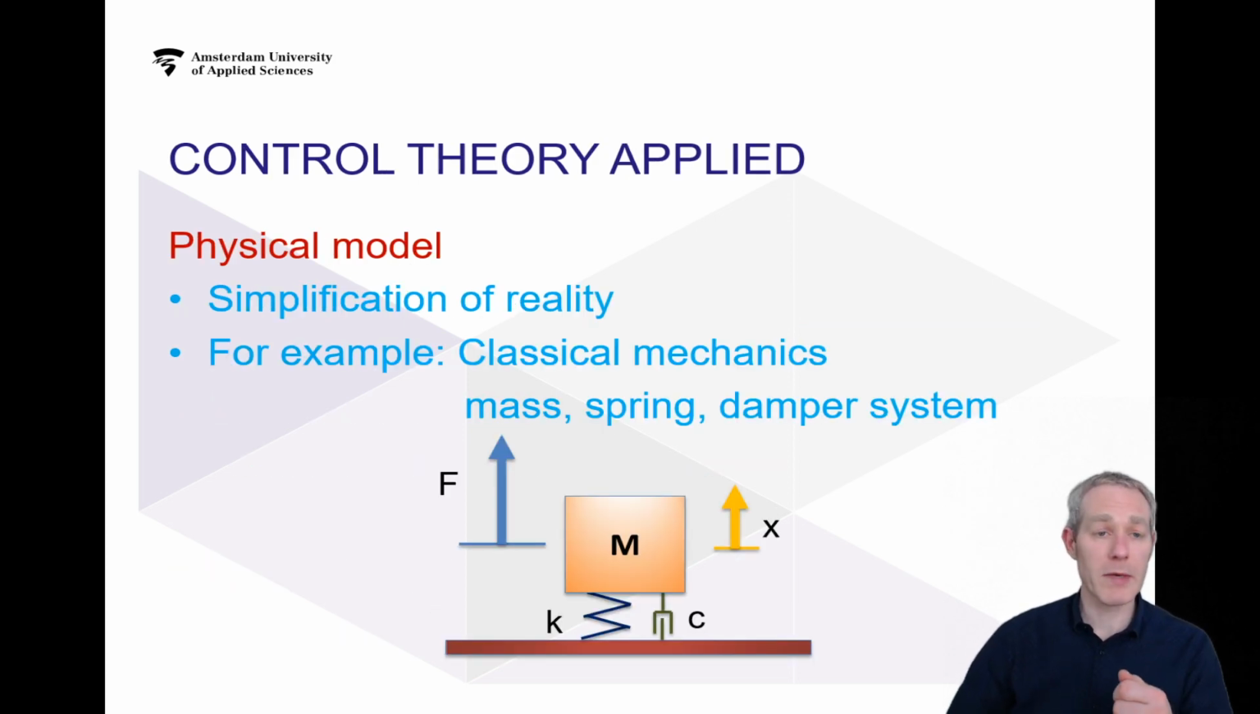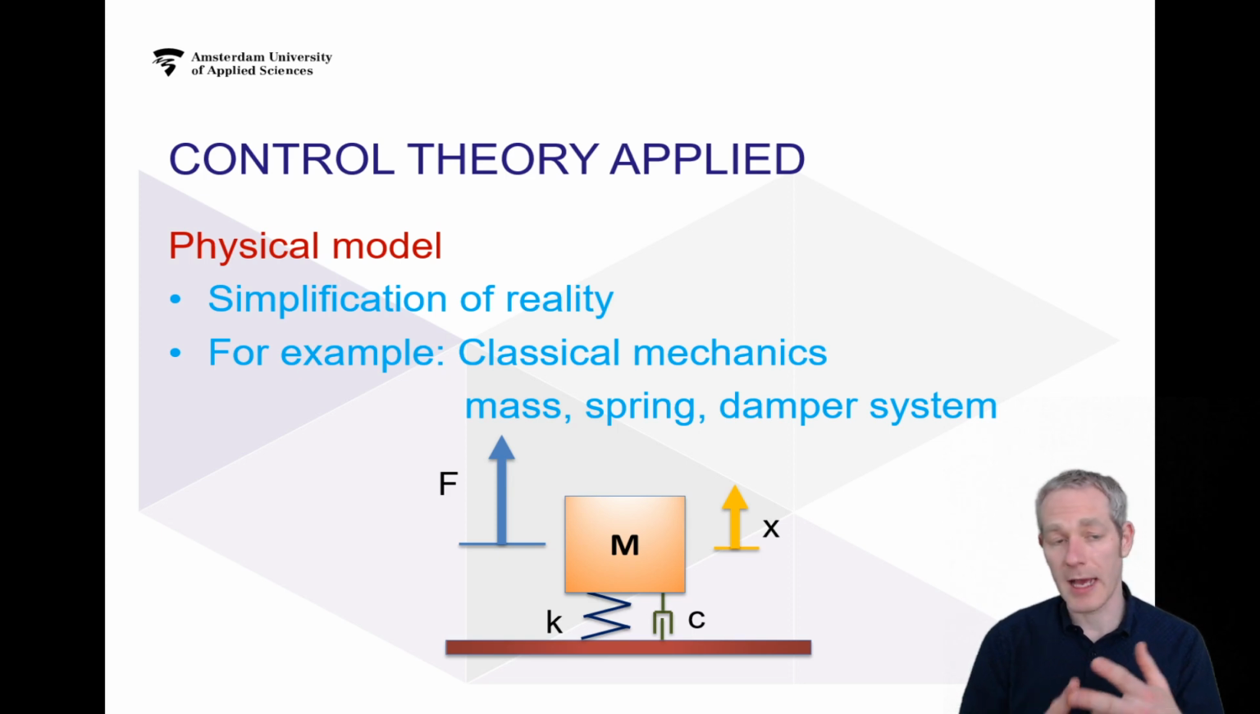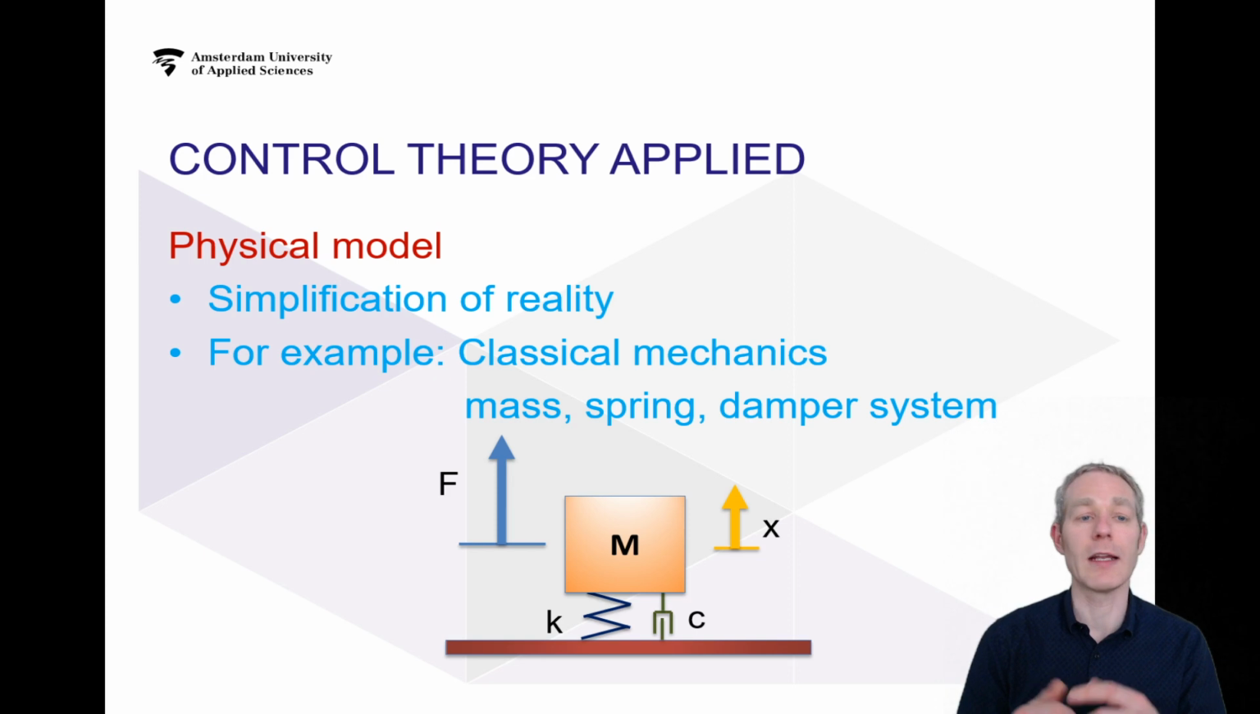Now, we were looking at the mass spring damper system, which is a simplified version of reality, and of course we only look at springs, dampers and inertia in the most ideal way, and the reality is of course often different, but this is a good approximation.